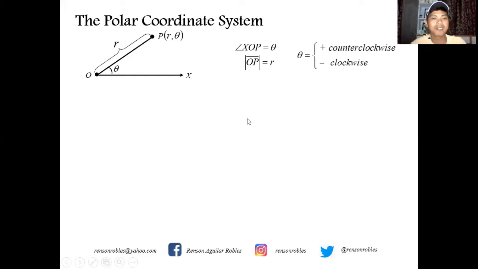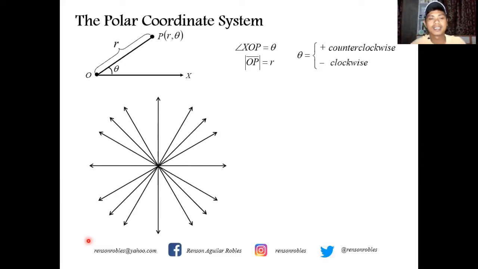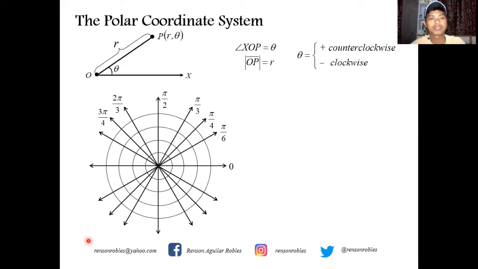And this is how a polar coordinate paper looks like. It is characterized by polar angles from 0 to 360 degrees, or from 0 to 2 pi. And then the radius vector, that's 1 unit, 2 units, 3, and 4 units. And then the angles, 0, pi over 6, pi over 4, pi over 3, pi over 2, and so on, until you reach 2 pi.